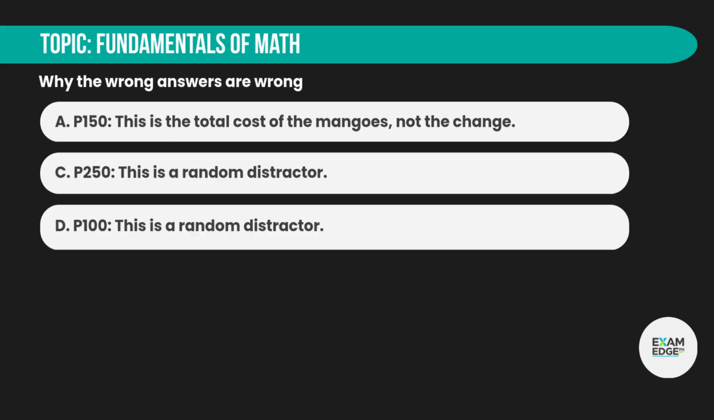Why the wrong answers are wrong? A. 150 pesos. This is the total cost of the mangoes, not the change. C. 250 pesos. This is a random distractor. D. 100 pesos. This is a random distractor.